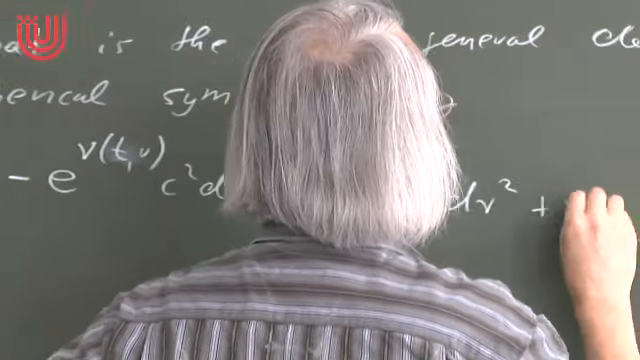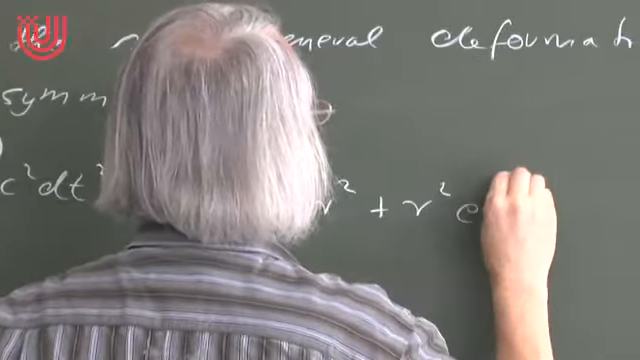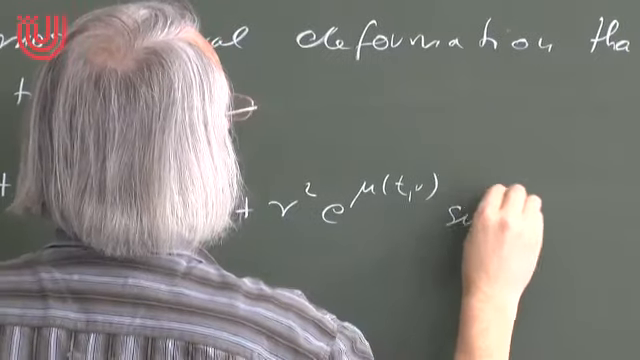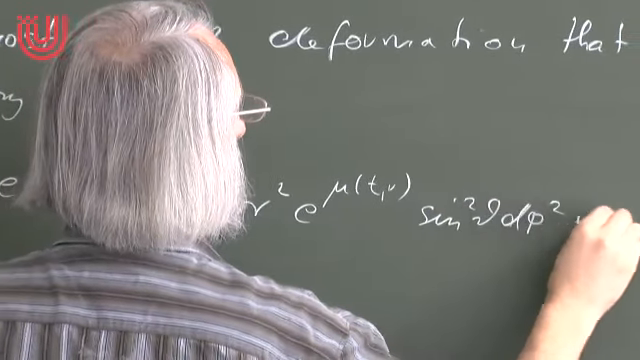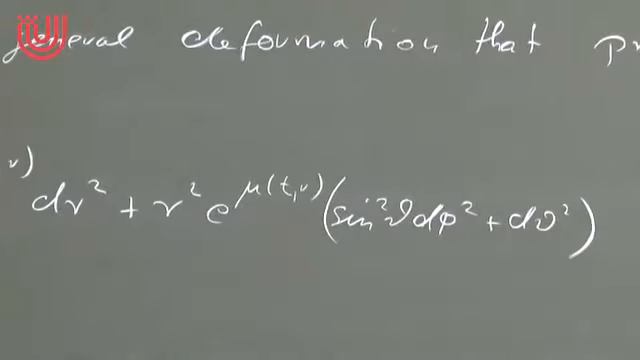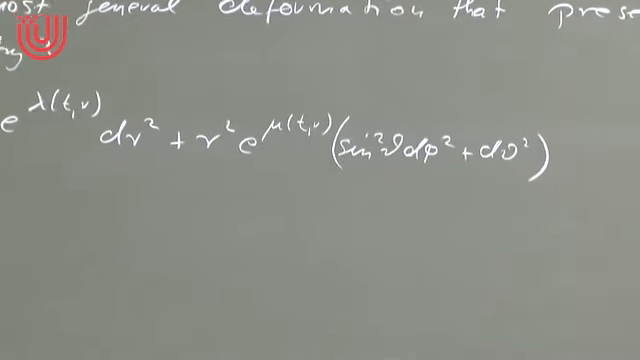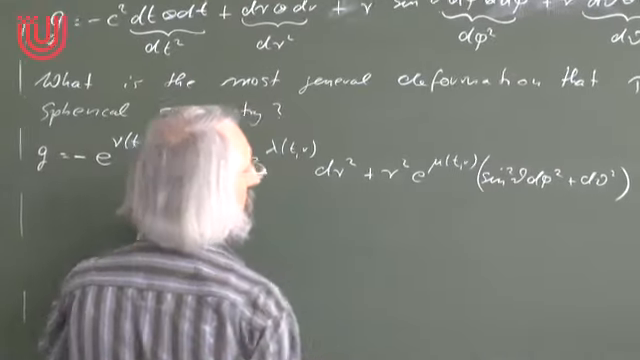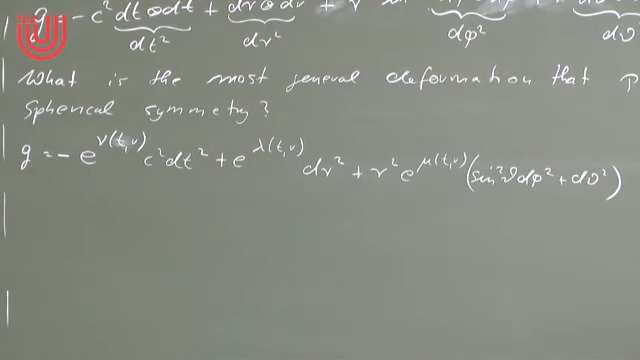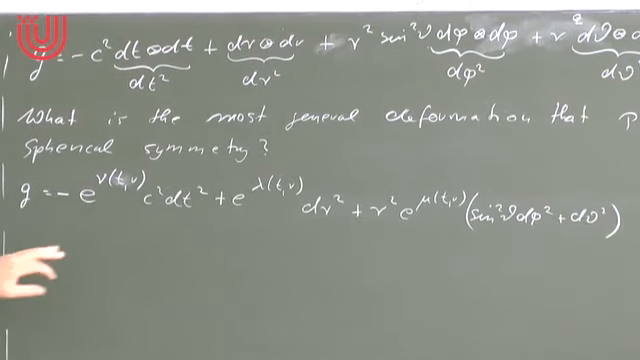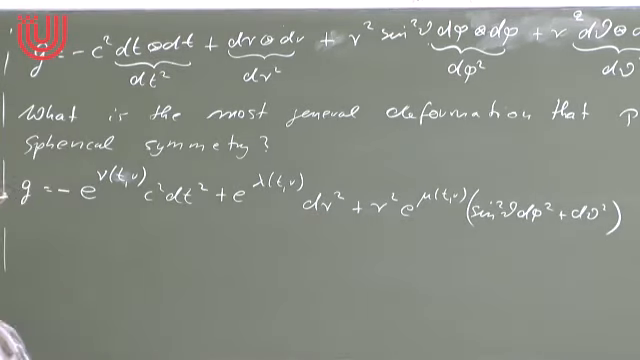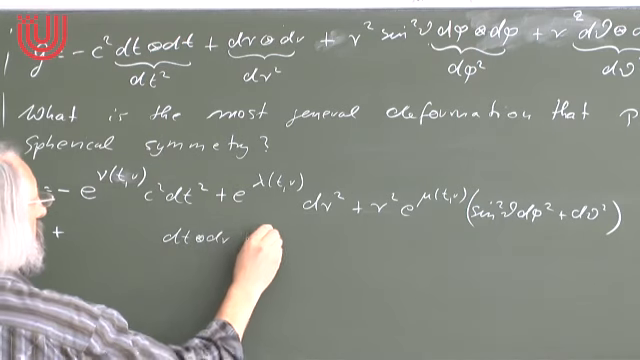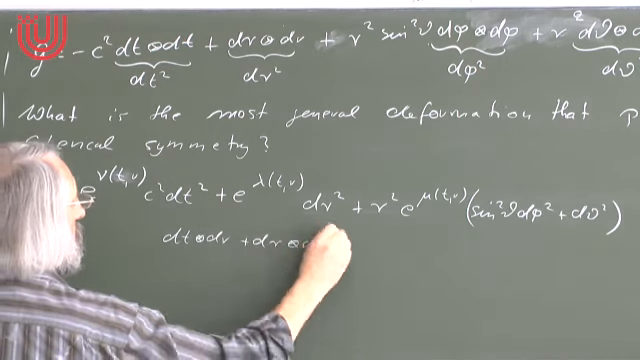And here I have r squared multiplied with a function, say, mu of t and r. And then comes the angular part, sine squared theta d phi squared plus d theta squared. And now what about the cross terms? If I have a tensor product of dt and d phi, say, or dt and d theta, then again I would get an angle dependence, so I cannot have something like that. But I could have terms dt dr. And as a metric is symmetric, of course, this must come in the form of a symmetrized tensor product. So it must come in this way.